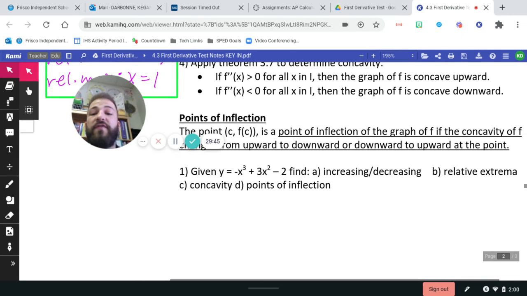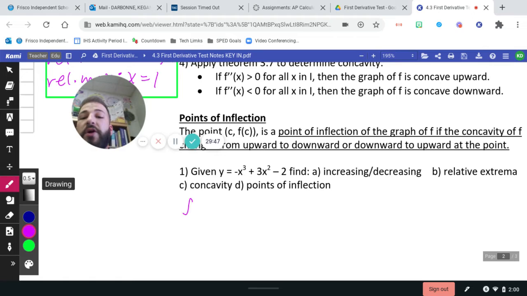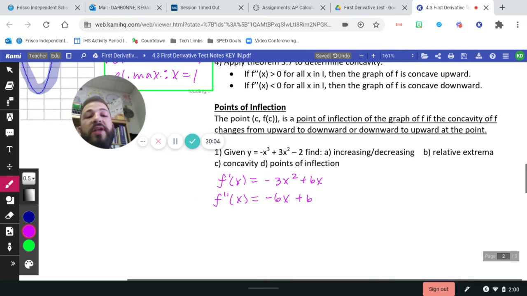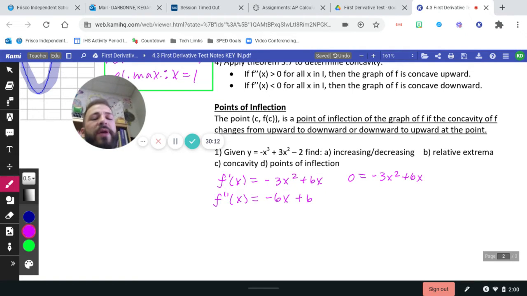First and foremost, we need to find our first derivative. So f prime of x would be equal to negative 3x squared plus 6x. Negative 2 would go away. Then we can find our second derivative, which would be negative 6x plus 6. Then we're going to set our first derivative equal to 0. So 0 is equal to negative 3x squared plus 6x. Factor out a 3 and an x. We get 0 is equal to 3x times negative x plus 2. So that would give you x equals 0 and 2.